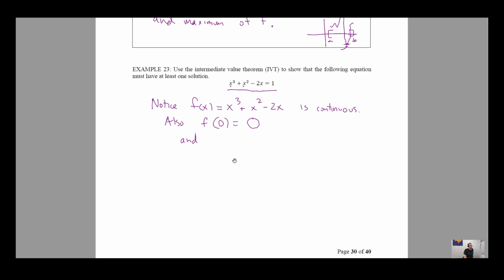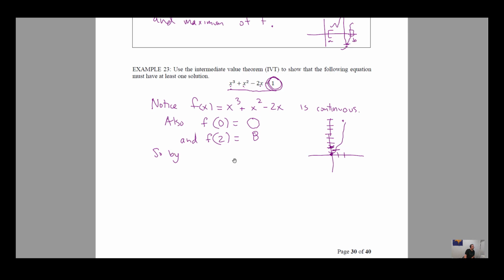What if I stick in the number 2? 2 cubed is 8, 2 squared is 4. This is going to be big enough. Notice f of 2 is 8 plus 4 is 12, minus 4 is 8. And so, can you guarantee me that I hit 1? The answer is, yeah. If f of 0 is 0, and f of 2 is 8, then I have to hit 1, right? I might hit 1 more than once, but I'm guaranteed to hit 1 at least once.